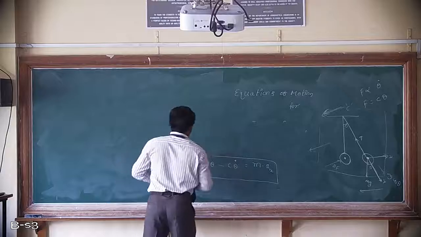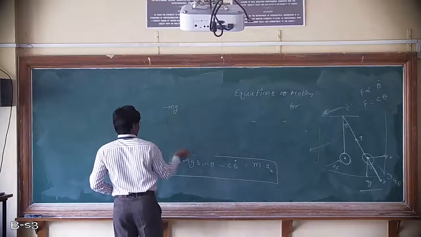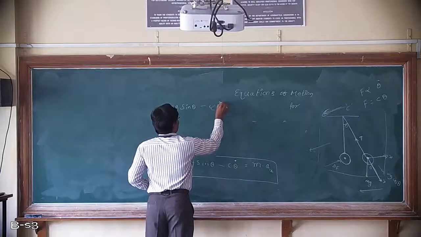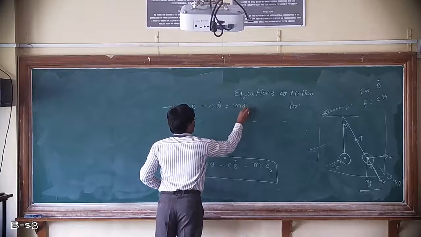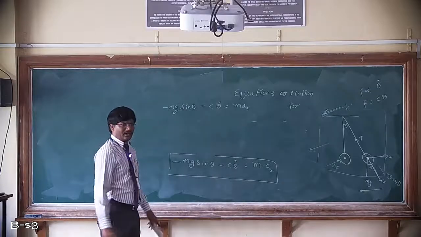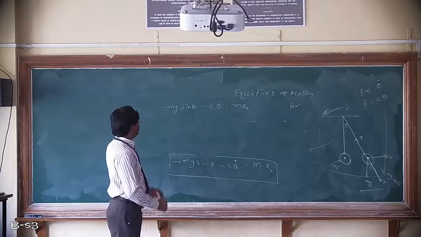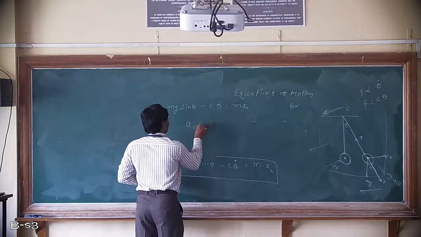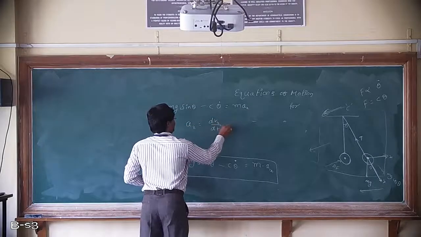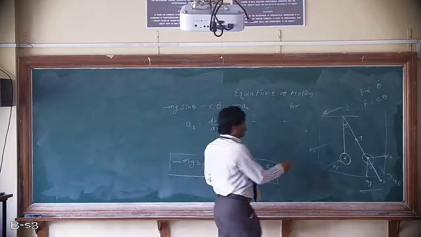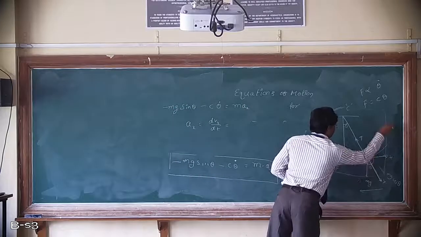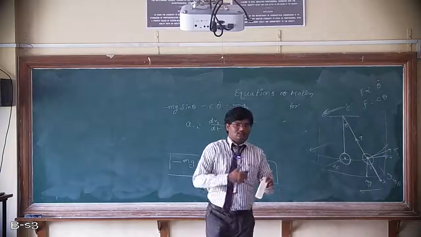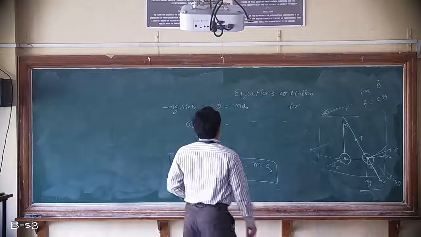So here we have minus mg sin theta minus c theta dot is equal to m ax, right? Here ax is nothing but dvx by dt. If you see, this is like circular motion. Here you have some velocity v. In circular motion, v is nothing but r omega, you can write like that, right?